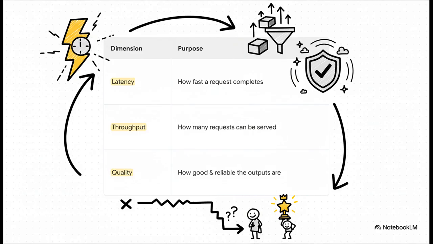It takes this huge, scary challenge of making AI work and breaks it down into three pieces you can actually manage. First, you've got latency. Basically, how fast is it? Then there's throughput. How many people can use it at the same time? And finally, quality. Are the answers it's giving actually any good? It looks simple, but getting this balance right, that's the secret sauce. Because if one of these pillars gets wobbly, the whole thing can come crashing down.